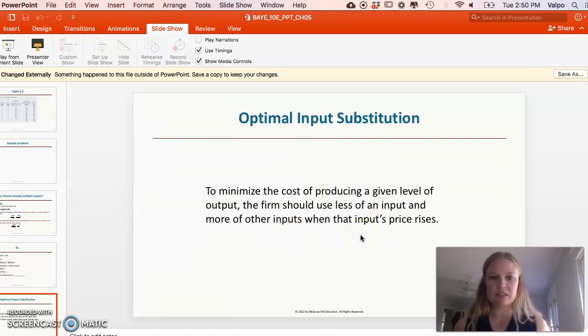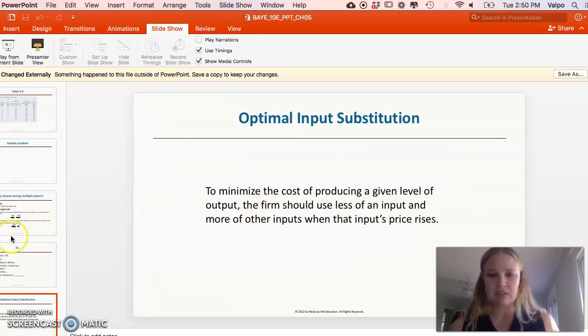So then to minimize the cost of producing a given level of output, the firm should use less of an input and more of other inputs when that input's price rises. On the homework, I give you an example of, I think it's in Michigan, of the relative prices of machines and labor changing, and so that's kind of what you're thinking about. If the input's price rises, then you should switch to the other ones.